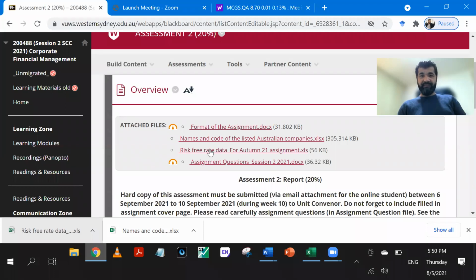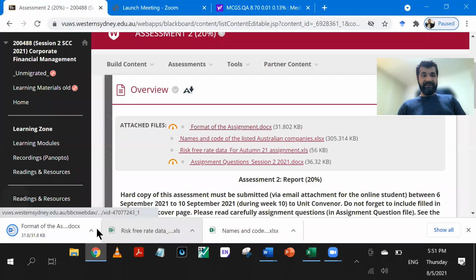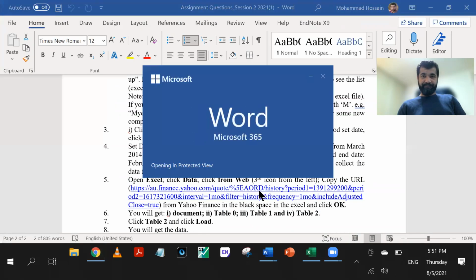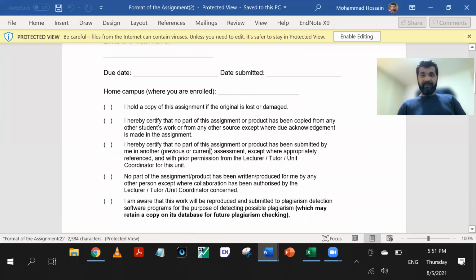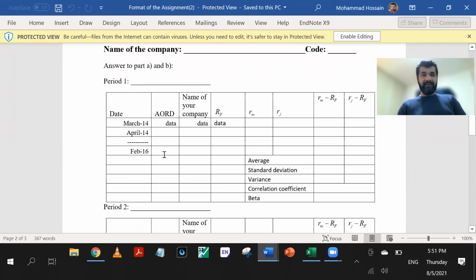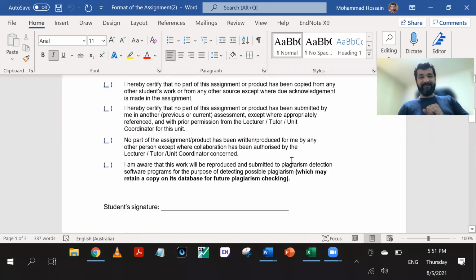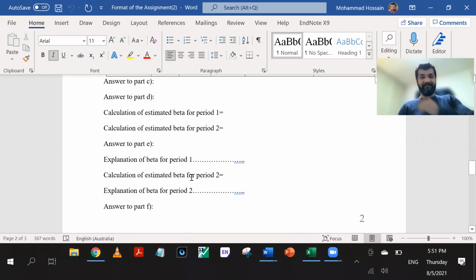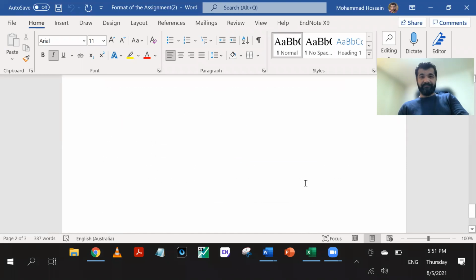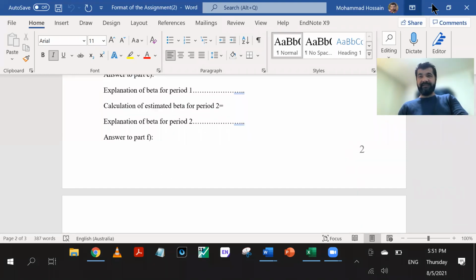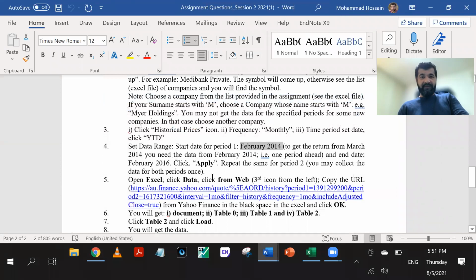So now we know the format of the assignment, you can see the format as well. Okay, so period one, March 14. To calculate the return for March 14, you need to have data for February 14. That's what they mean here. So you have to fill up this one. It's actually very plug and play, very easy. And now what else do you need? All ORD.